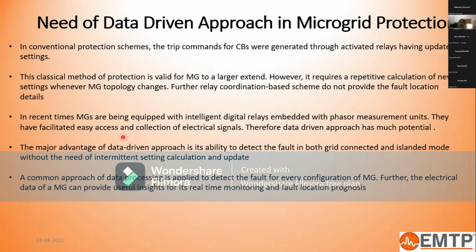We are able to use this approach because in our real microgrid systems we have intelligent digital relays and phasor measurement units that have facilitated us to get those electrical signals, that is the voltage, current, frequency, phase angle, active power, reactive power, whatever parameter we are choosing. Those quantities are easily available to us now in present microgrid systems. So if we are able to get those data, we can use them to define a new type of protection scheme.